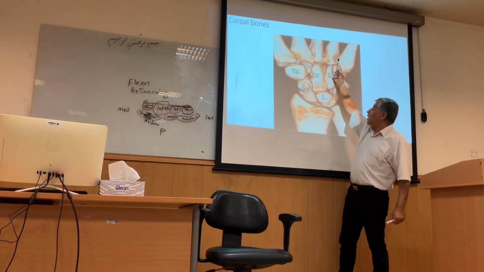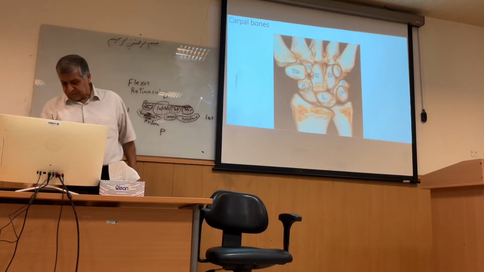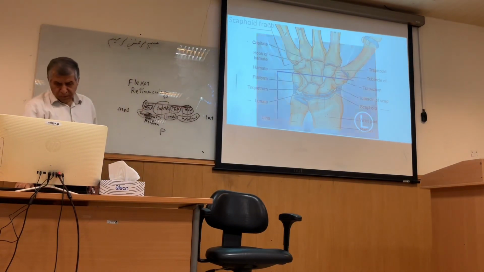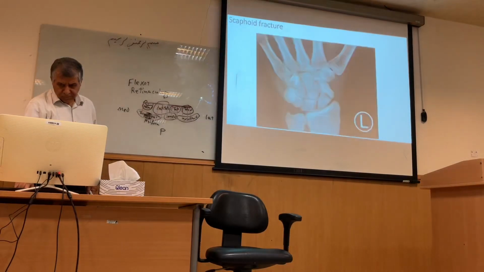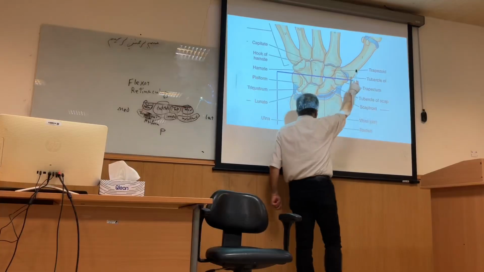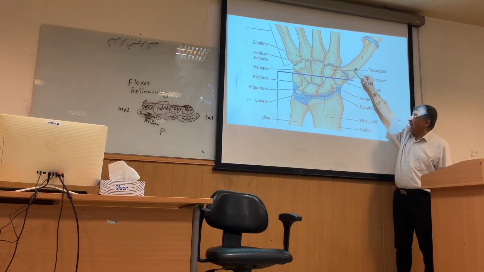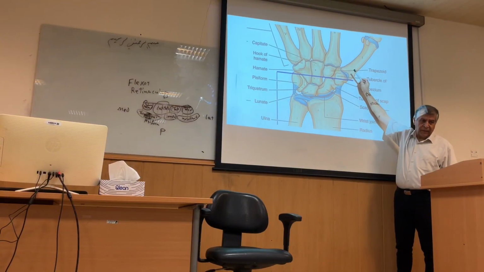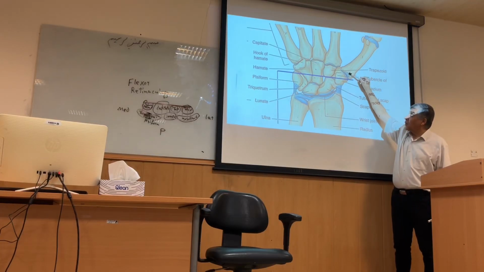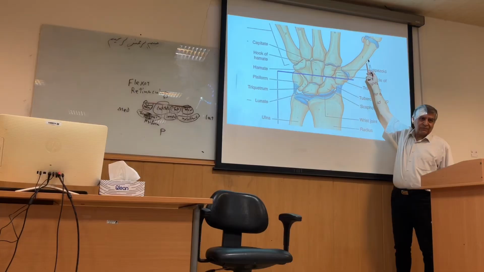Metacarpal bones. Metacarpal bones are long bones, with a shaft or body, a proximal end and a distal end. Proximal end is called base, distal end is called head. Okay?